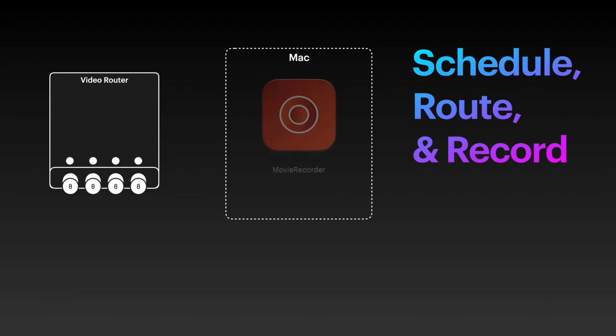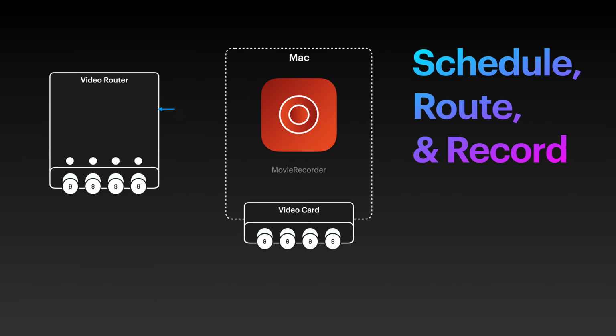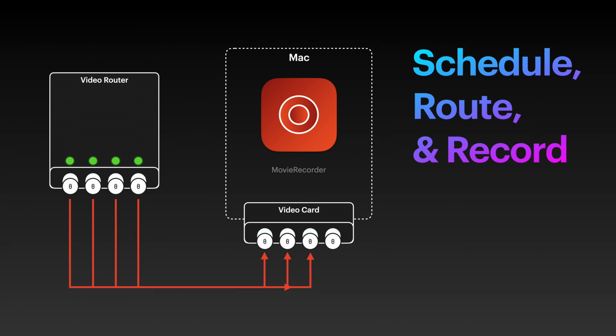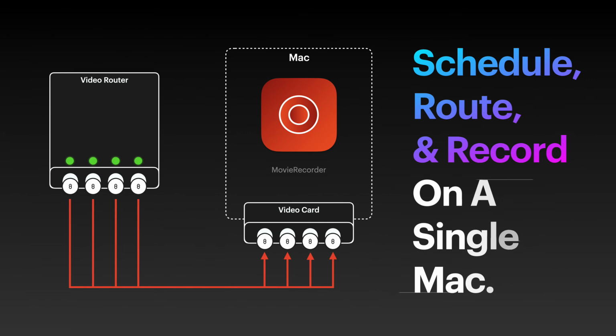You can send commands to your video router to send video right to your MovieRecorder video card. And you can do this for all of the outputs of your router if you need. This is really great if you use the schedule feature. So now you can guarantee your router is going to have the right source along with your scheduled event.